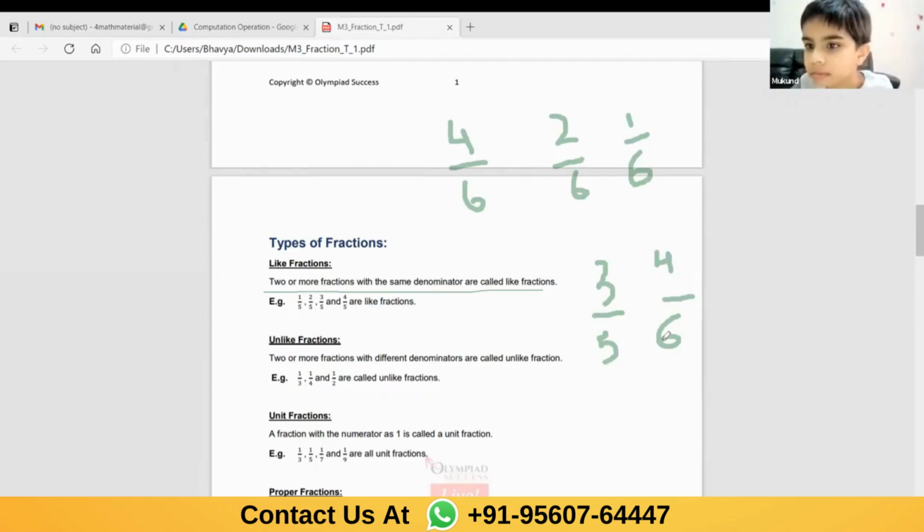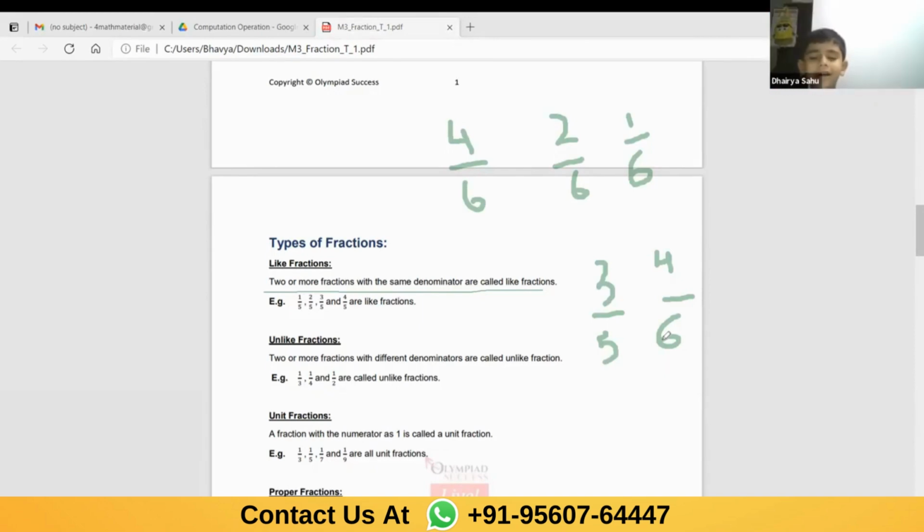Ma'am? Yes, Mukul? Ma'am, a fraction is division only, right? A fraction is something when it goes less than 1. When it goes below 1, then fractions come into picture.